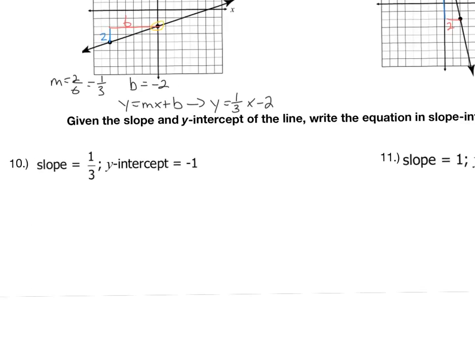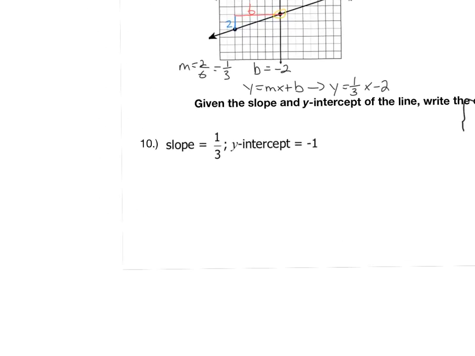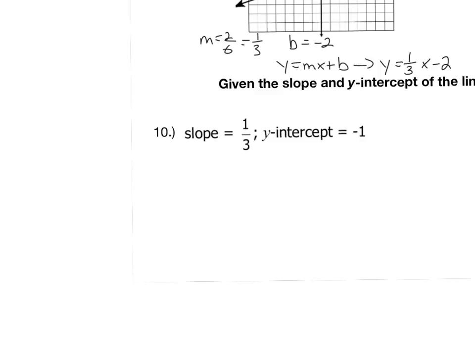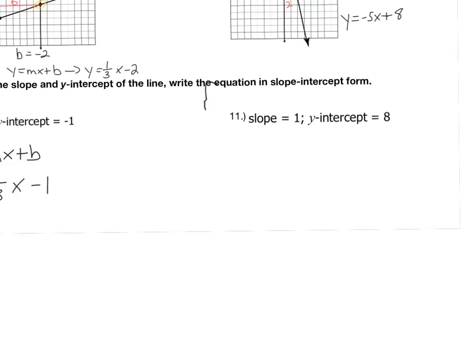All right, so number 10 and 11, hopefully these would be your easy problems. You're given the slope, you're given the y-intercept. So the main thing here is for you to remember slope-intercept form. You have to remember that slope-intercept form is y equals mx plus b. Do not forget that. And then all you're going to do here is plug in your m and plug in your b. So that would just be y equals m is 1/3. The slope is 1/3. And then plus b, your b is -1, so it would be -1. Same with the 11. That would just be y equals m, which is 1, so that would just be 1x, or just x, plus b, which is 8.